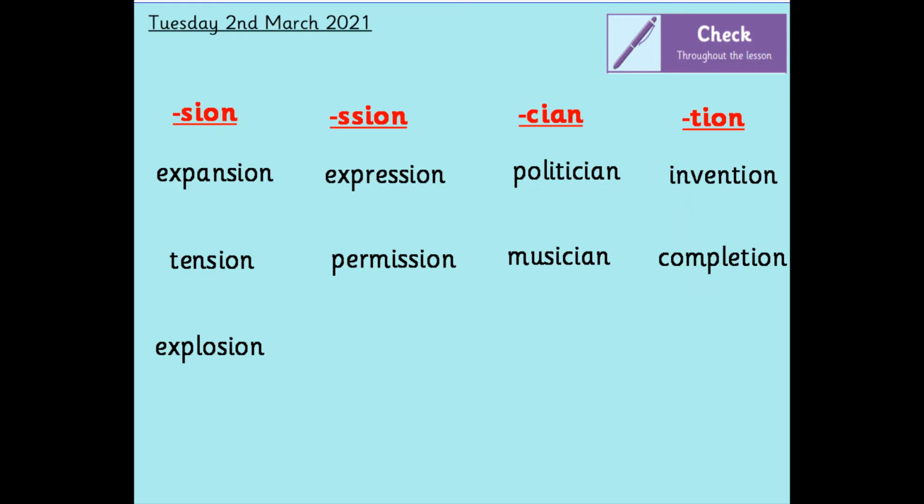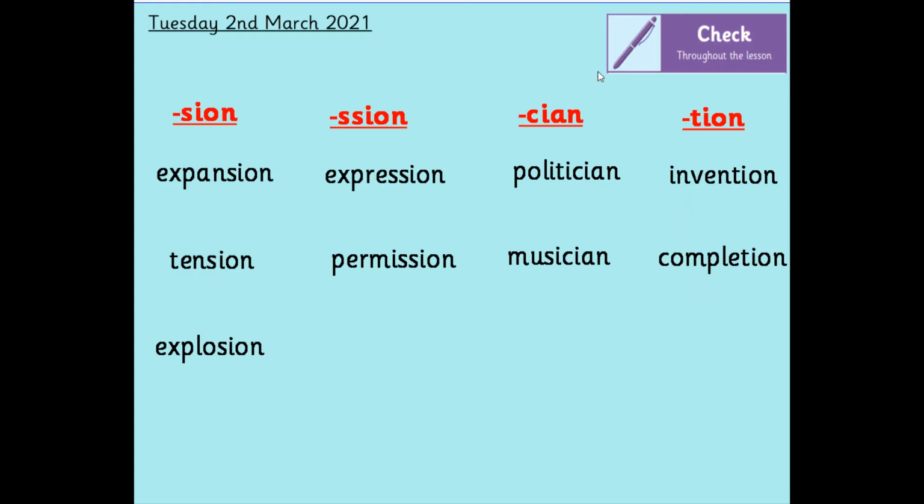Let's do a quick check together. So, the words that needed the S-I-O-N suffix were expand, tense and explode. They become expansion, tension and explosion. The words that needed the S-S-I-O-N suffix were express and permit, becoming expression and permission. Express and permit need that S-S-I-O-N added on the end.